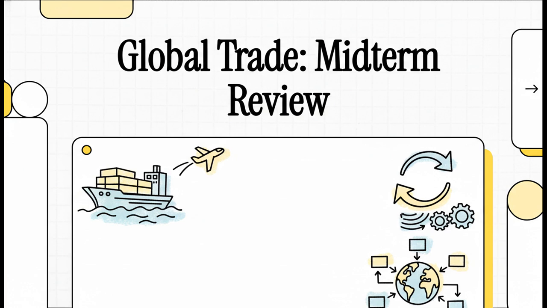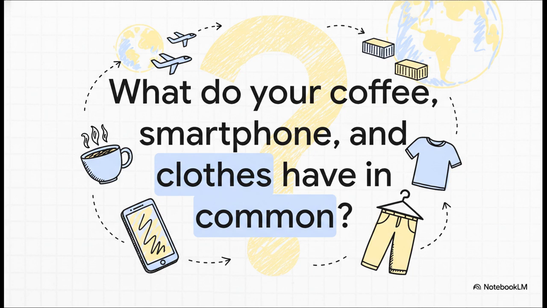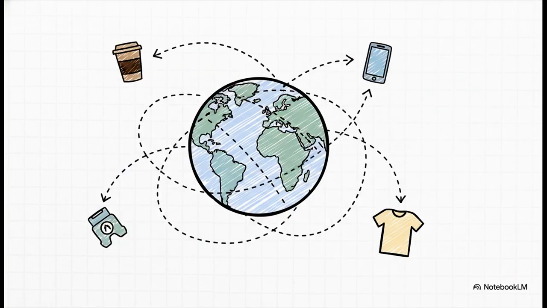Let's dive in. So, let's start with a little pop quiz about the stuff you use every single day. Think about that coffee you had this morning, the smartphone that's probably in your hand right now, and the clothes you're wearing. What's the one thing that connects them all? And the answer is, they each tell a story about our global world. You see, they're all products of this huge, interconnected system that stretches across the entire planet. And that system, as you know, is global trade.